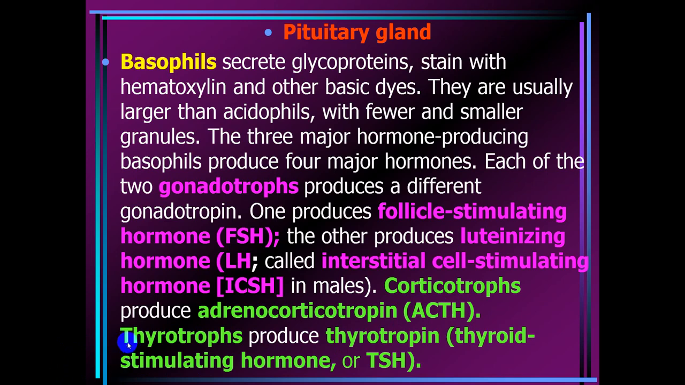The third group of basophils are thyrotrophs. Thyrotrophs produce the hormone thyrotropin, thyroid stimulating hormone, or TSH. This TSH controls the activity of thyrocytes in the thyroid gland. It means that thyrotropin controls the production of the iodine-containing hormones of the thyroid gland.